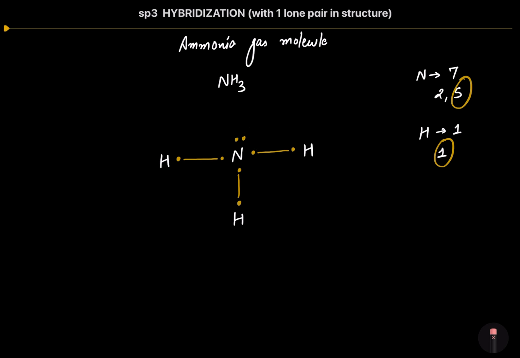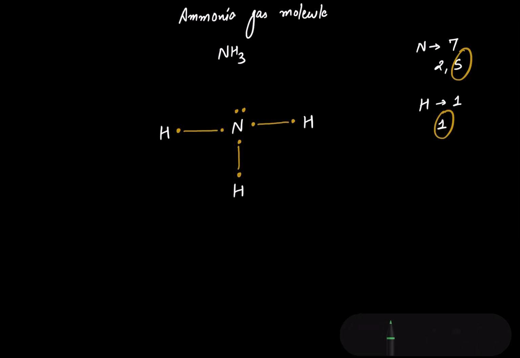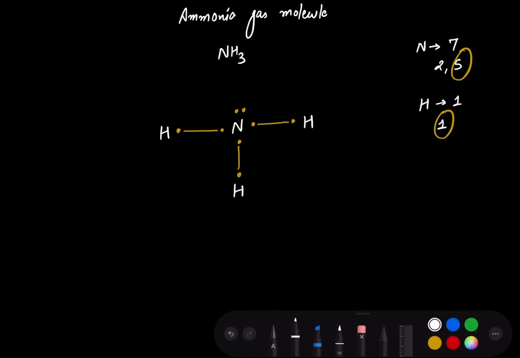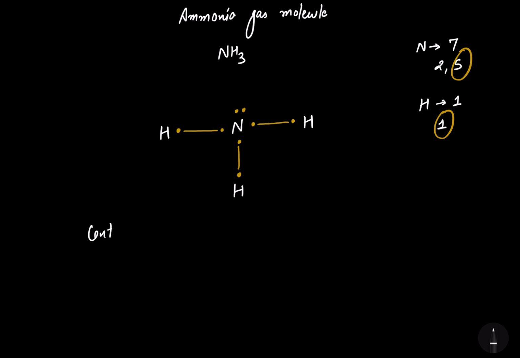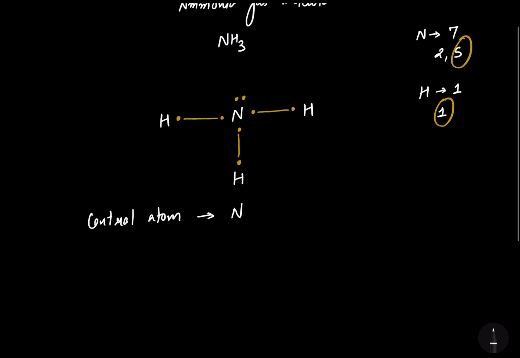Now, in the molecule of NH3, which is the central atom? Obviously it's nitrogen, because nitrogen is forming the maximum number of bonds, that's 3 bonds. So the central atom in NH3 is nitrogen. So we are going to discuss the hybridization of the nitrogen atom.